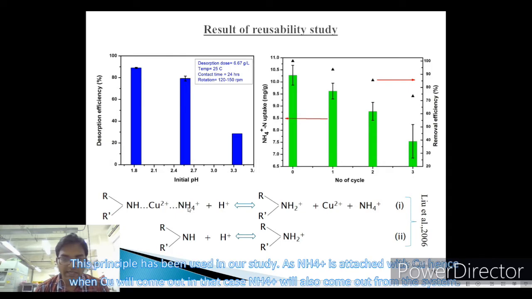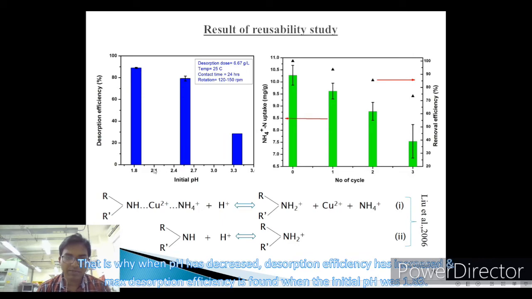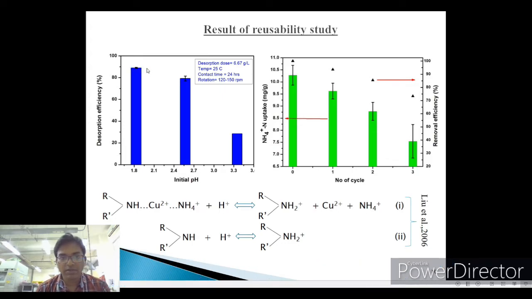In our case, as ammonium nitrogen has been attached with copper, when copper comes out into the system, the ammonium ion also comes out into the system. That's why when pH is decreased, the desorption efficiency increases. It has been found that when initial pH was around 1.83, the maximum desorption efficiency was around 91%. So this pH has been considered for the reusability study.